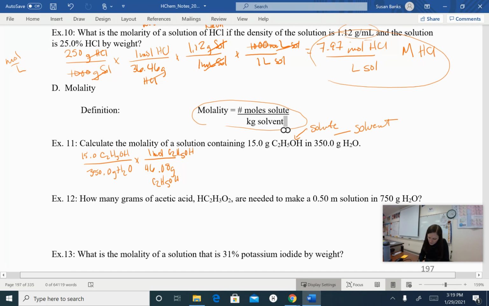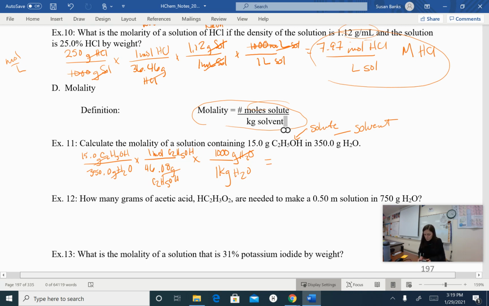Okay, so my grams are going to cancel, and I'm now into moles. So I've got the mole part. Now I need to get into kilograms. Remember that I have 1,000 grams in 1 kilogram. So 1,000 grams of water will give me a kilogram of water. So my grams of water will cancel out too. So I now have moles per kilogram.